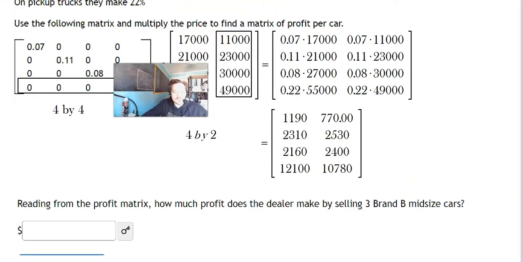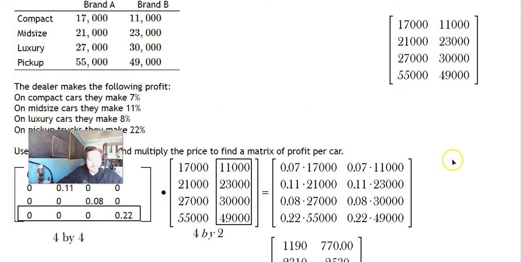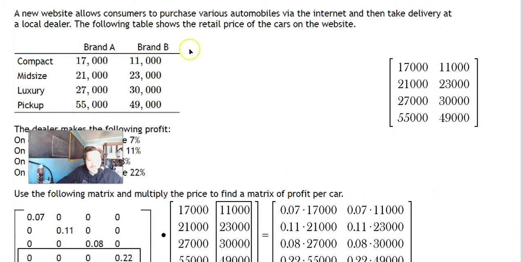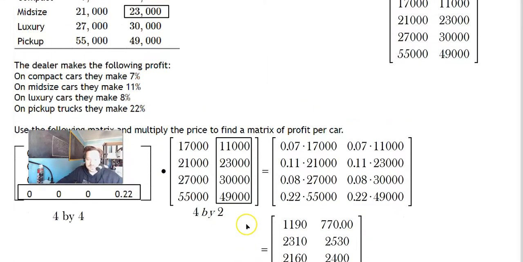Now look at the last part, friends. It says, reading from the profit matrix, how much profit does the dealer make by selling 3 brand B mid-size cars? Okay, remember where things were. Brand B mid-size car, right? That was like this entry right here. So now that shows up in this matrix right here as this entry of 23,000 in this position. Brand B mid-size car.